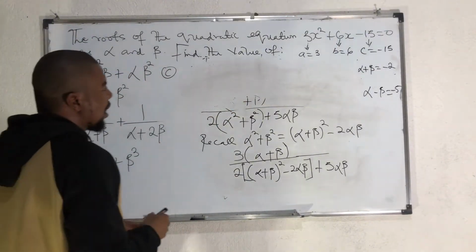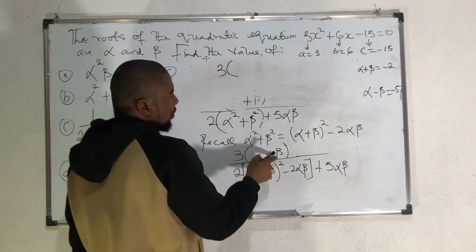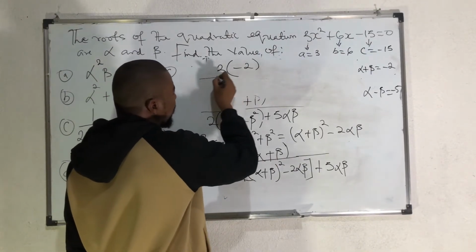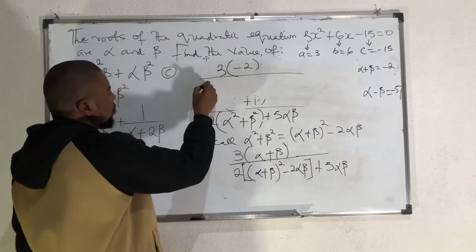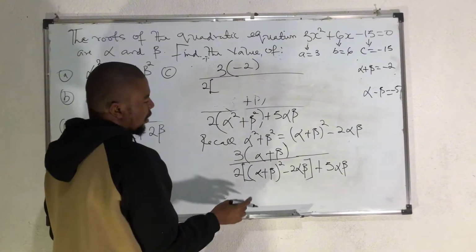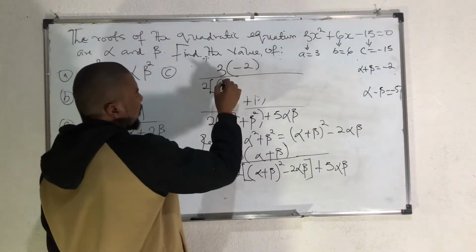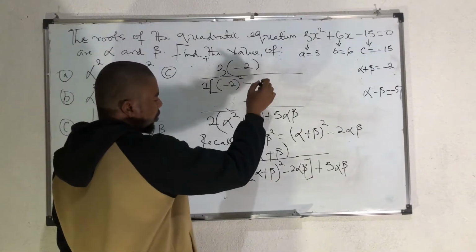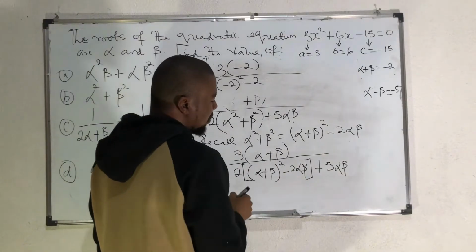At the numerator, we have 3 multiplied by alpha plus beta. What is our alpha plus beta? We have -2 over what is at the denominator. Here we have 2 multiplied by, we open our bracket, our alpha plus beta is -2. We raise it to the power of 2 minus, we have a 2 here multiplied by alpha times beta.